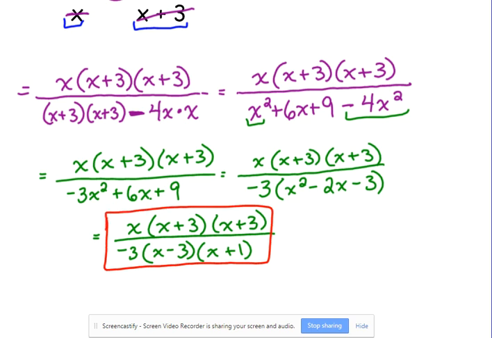So nothing cancels. We have it in fully factored form where we could cancel. We can finally cancel right here if there were something in common, but there's not. So this is it. Leave it in this form.